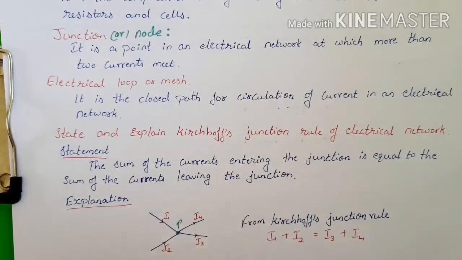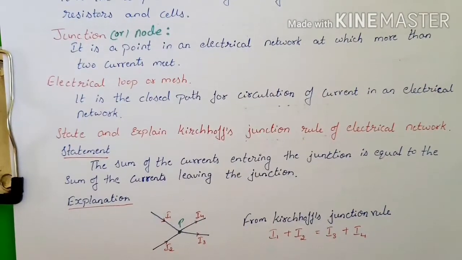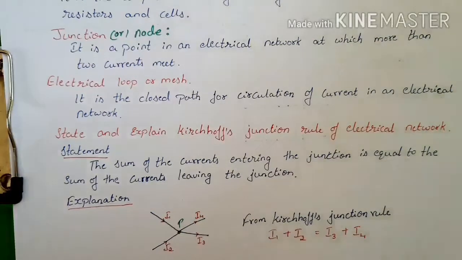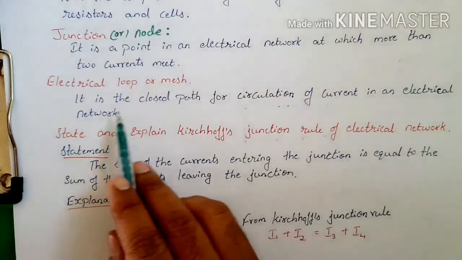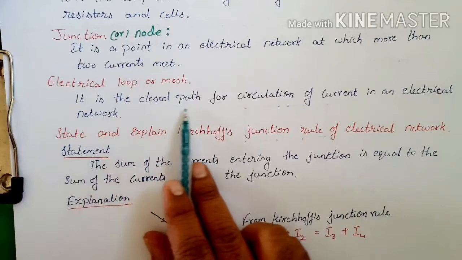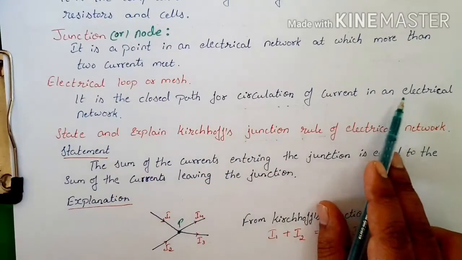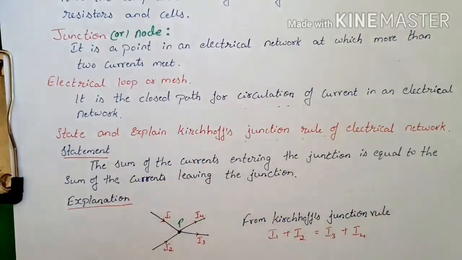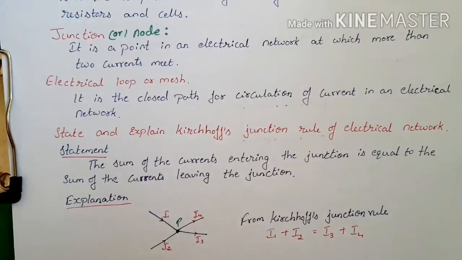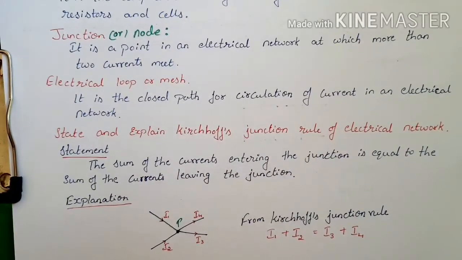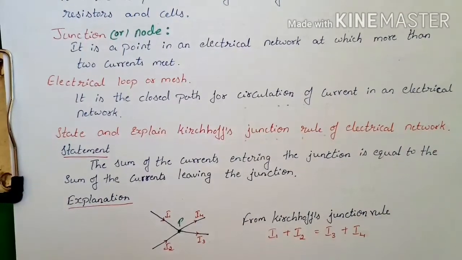The next definition is about loop or mesh. It forms a closed path, like a closed circuit. It is a closed path for the circulation of current in an electrical network. That means it includes a cell or a battery in it. Is it clear? So it is a closed path. I will show you on the next page.